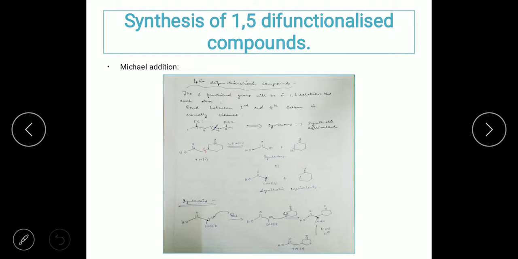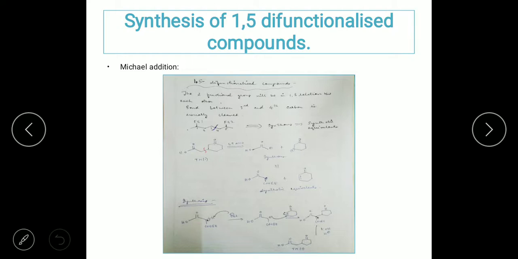Now the last step would be reaction with potassium hydroxide. This is aqueous potassium hydroxide, which is usually used for the hydrolysis process. So once it is used, the ethyl ester is going to get cleaved, and you're going to get the target molecule.